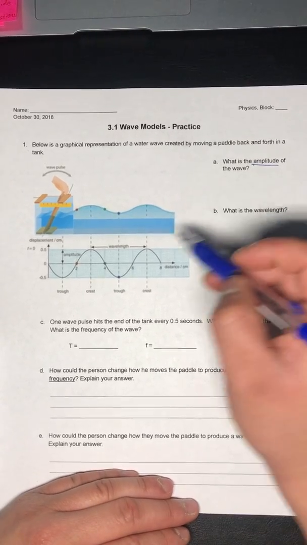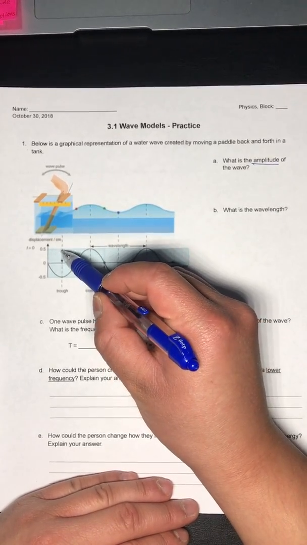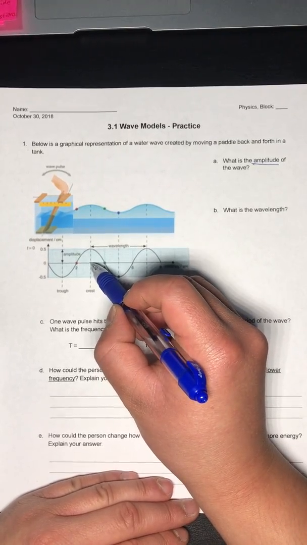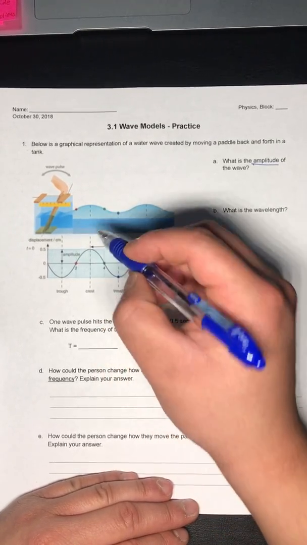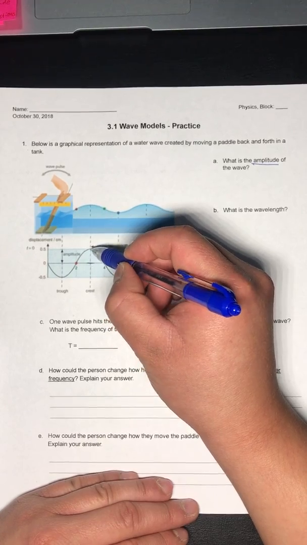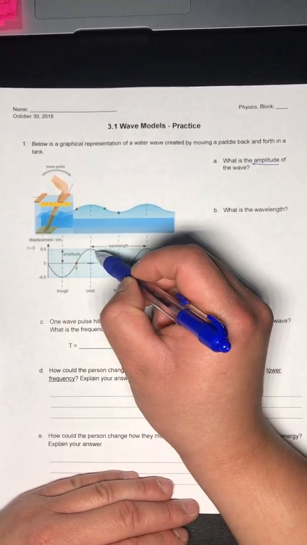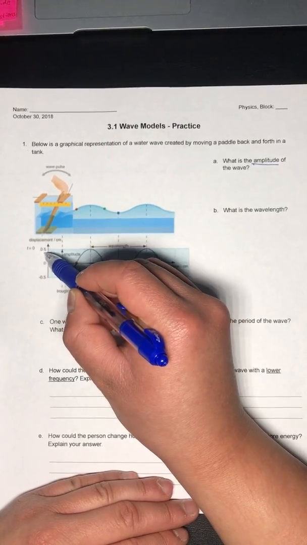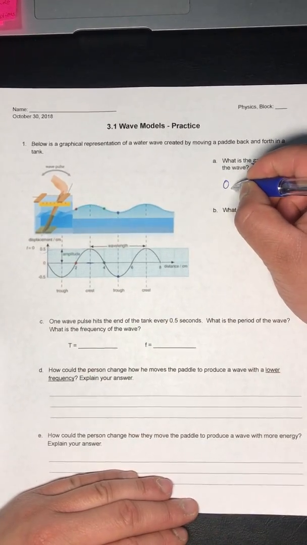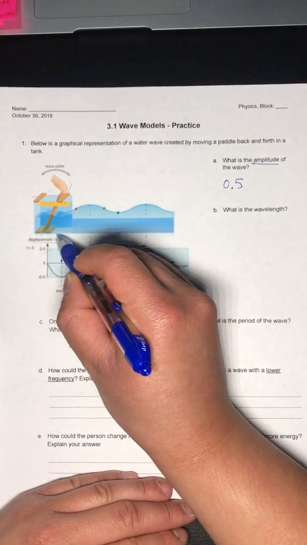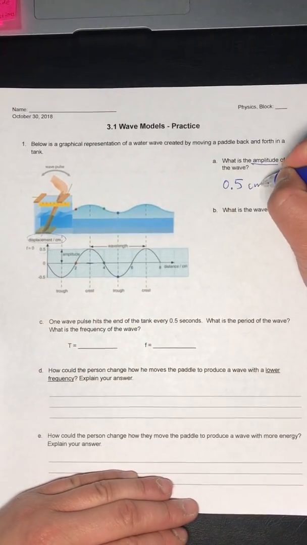Remember that amplitude is the height of the wave. It's actually labeled for you right here. The height of the wave you measure from the center of the wave to the top of the wave, the crest. So right here, going from the center to the top, and then moving over to the left side, the y-axis. Okay, so the height of that wave is 0.5. What are the units? It says right here, centimeters.